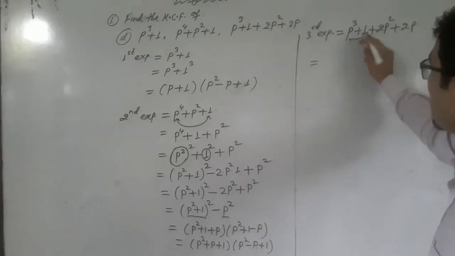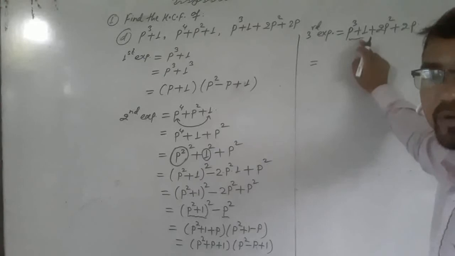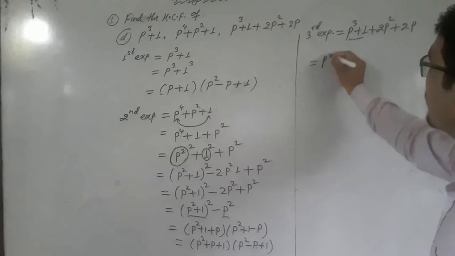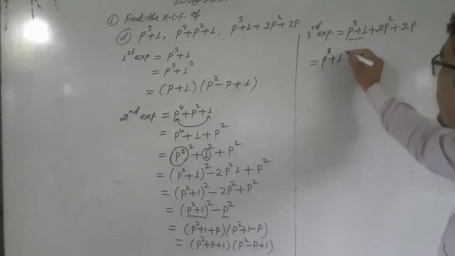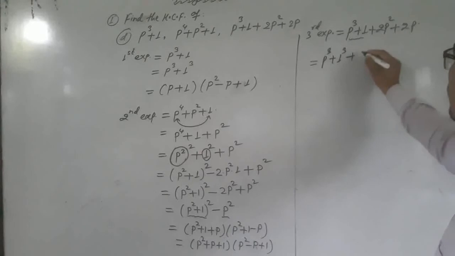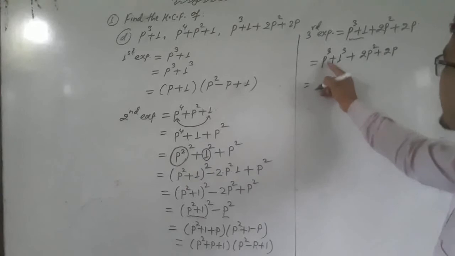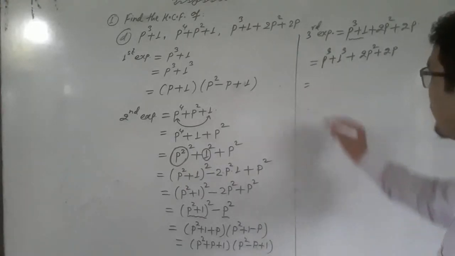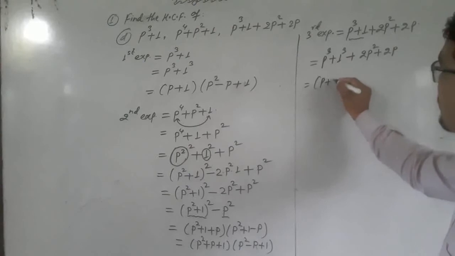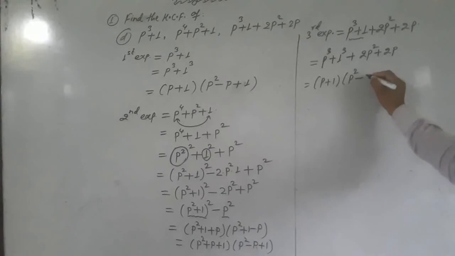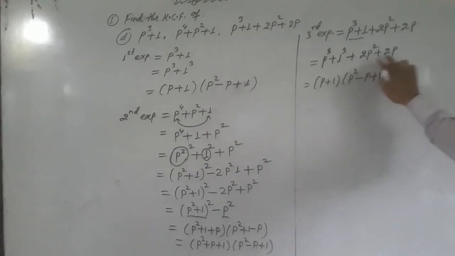This is already arranged. From here we can apply the formula a cube plus b cube, and from the back side too we can take common. So apply a cube plus b cube: p cube plus 1 cube, and keep the rest as it is. The formula gives (a plus b)(a square minus ab plus b square), that is (p plus 1)(p square minus p into 1 plus 1 square), plus the other two terms.